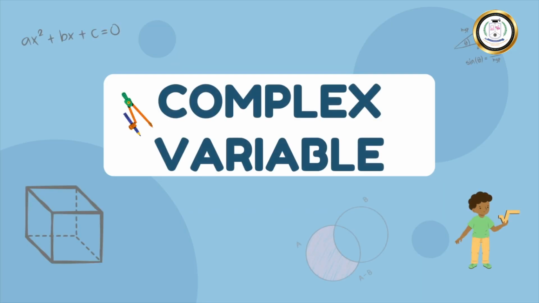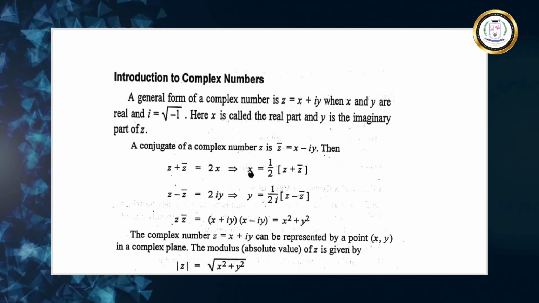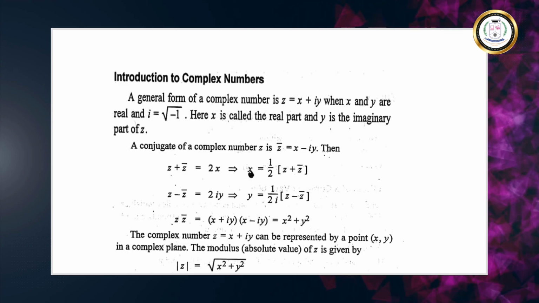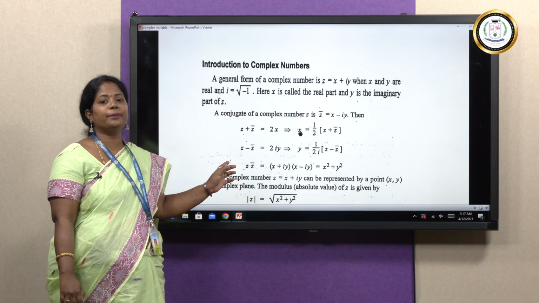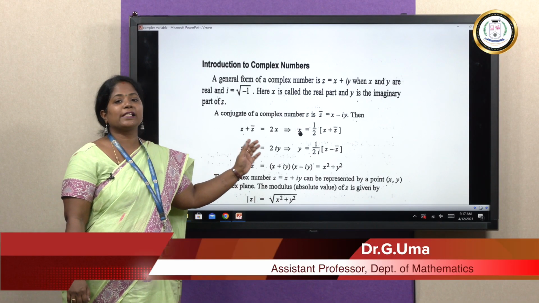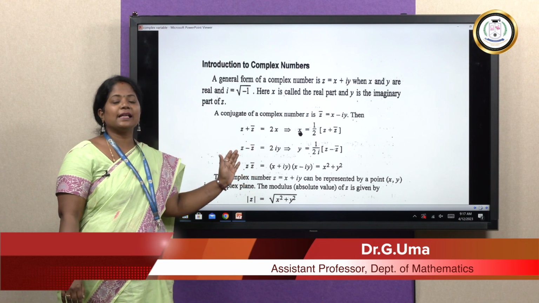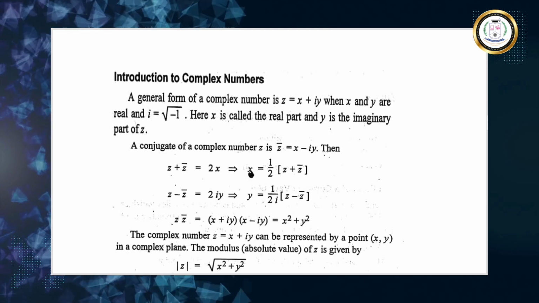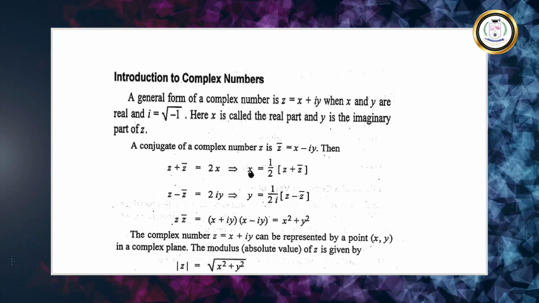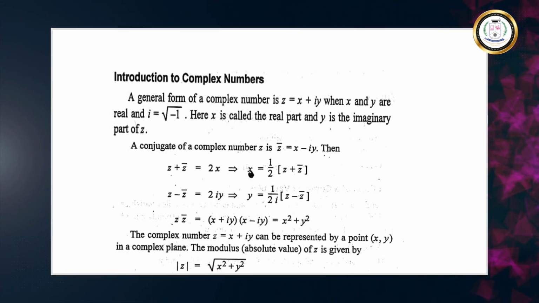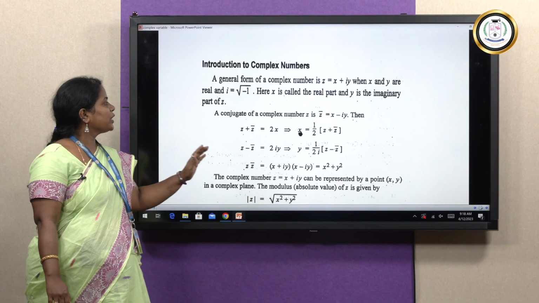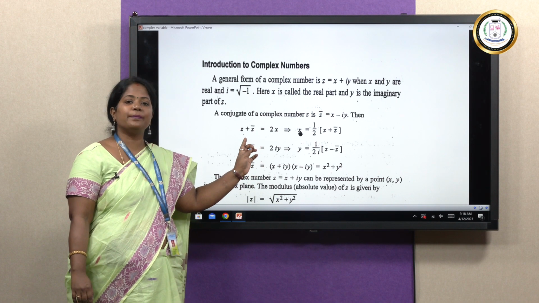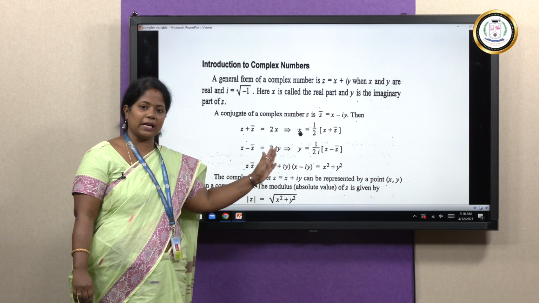Okay, let us see the complex variable definition, or the introduction of a complex variable. The general form of the complex number or variable is denoted by z is equal to x plus iy, where x and y are real values. x is called the real part of z and y is called the imaginary part of z. Now the conjugate of a complex number is denoted by z bar is equal to x minus iy.